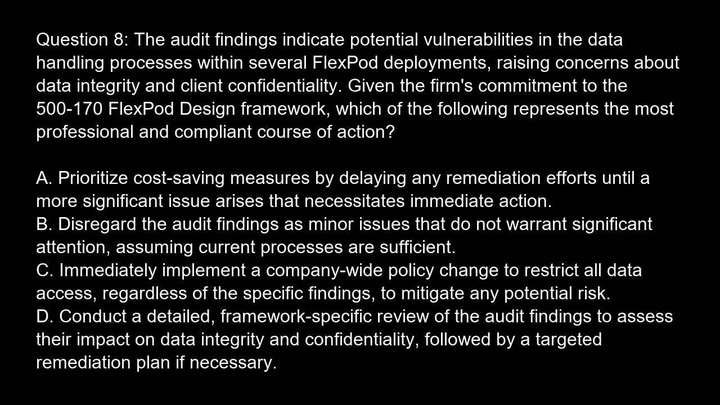Prioritize cost-saving measures by delaying any remediation efforts until a more significant issue arises that necessitates immediate action. Option B. Disregard the audit findings as minor issues that do not warrant significant attention, assuming current processes are sufficient. Option C. Immediately implement a company-wide policy change to restrict all data access, regardless of the specific findings, to mitigate any potential risk. Option D. Conduct a detailed, framework-specific review of the audit findings to assess their impact on data integrity and confidentiality, followed by a targeted remediation plan if necessary.